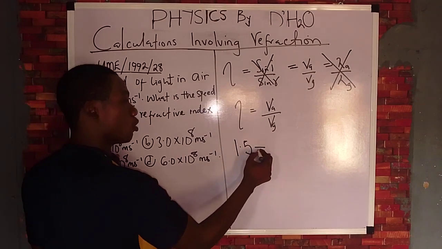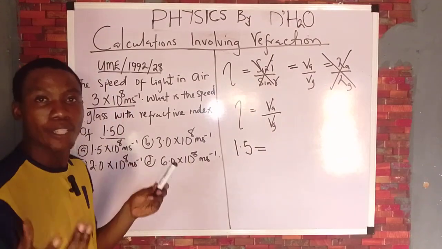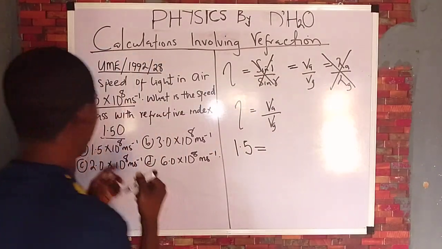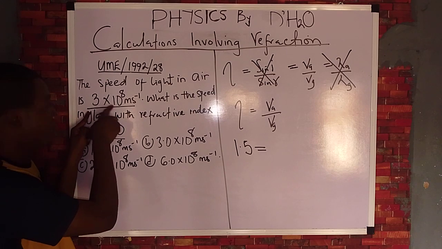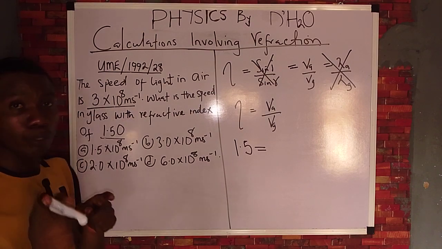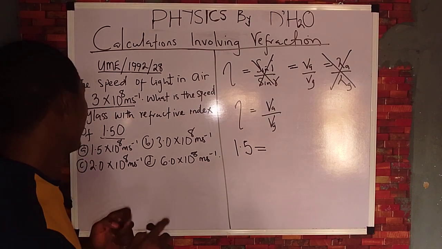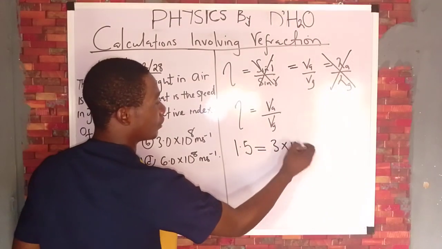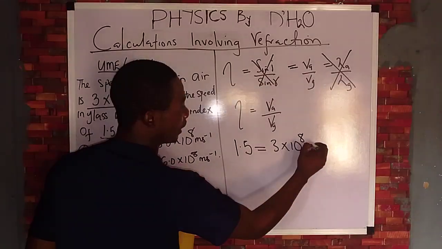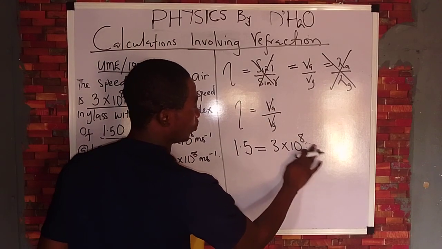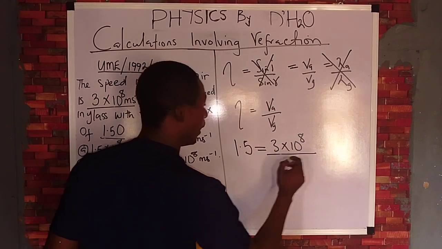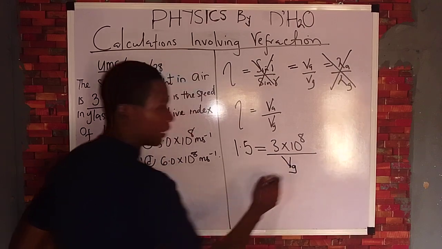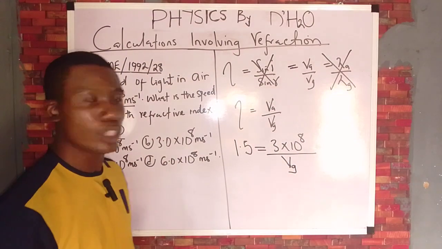1.5 equals, what is the speed of light in air? Look at it. 3 times 10 raised to the power of 8. Even if they didn't give you, you should know the speed of light in air. I told you before. So we have 3 times 10 raised to the power of 8 meters per second. Okay? We do not need to put the unit. So all over the speed of light in glass. Okay? So this question is very cheap.